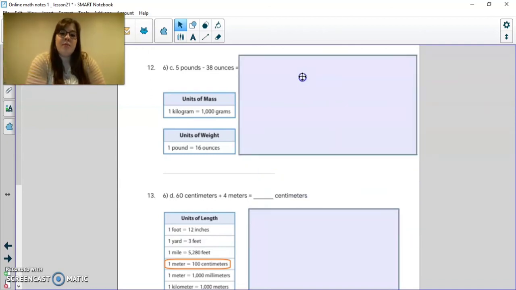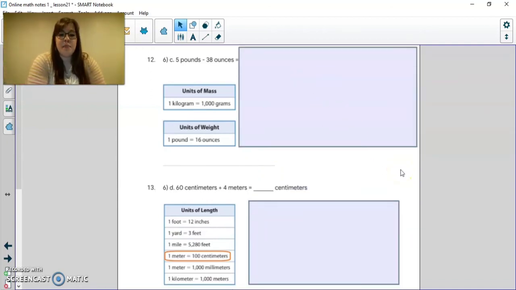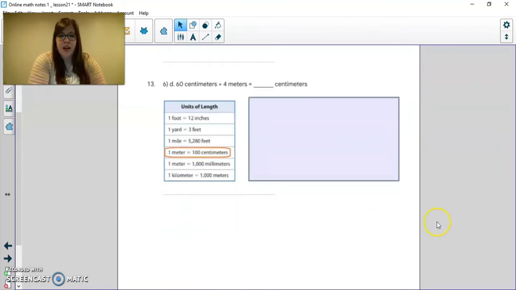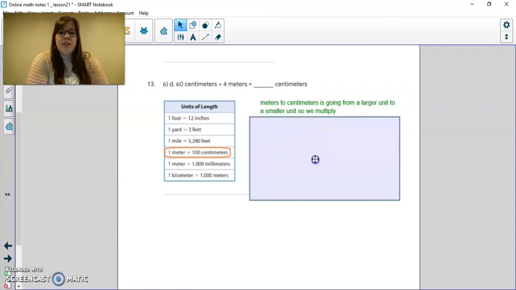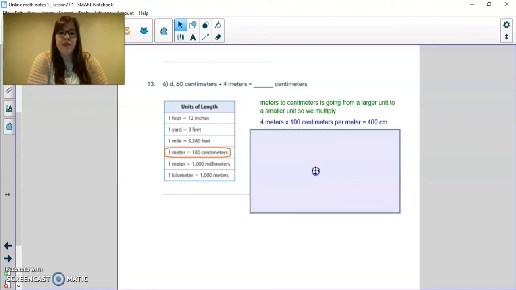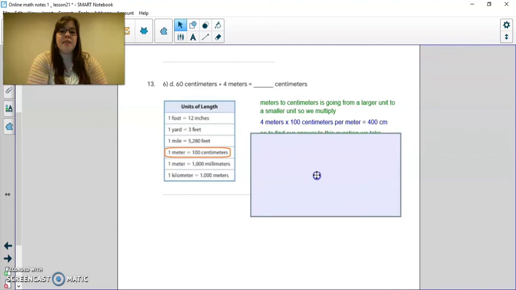Our next problem is 60 centimeters plus 4 meters equals how many centimeters? I can see my answers in centimeters, so I know I need to switch my meters to centimeters. Meters to centimeters is going from a larger unit to a smaller unit, so I'm multiplying. 4 meters times 100 centimeters per meter equals 400 centimeters.